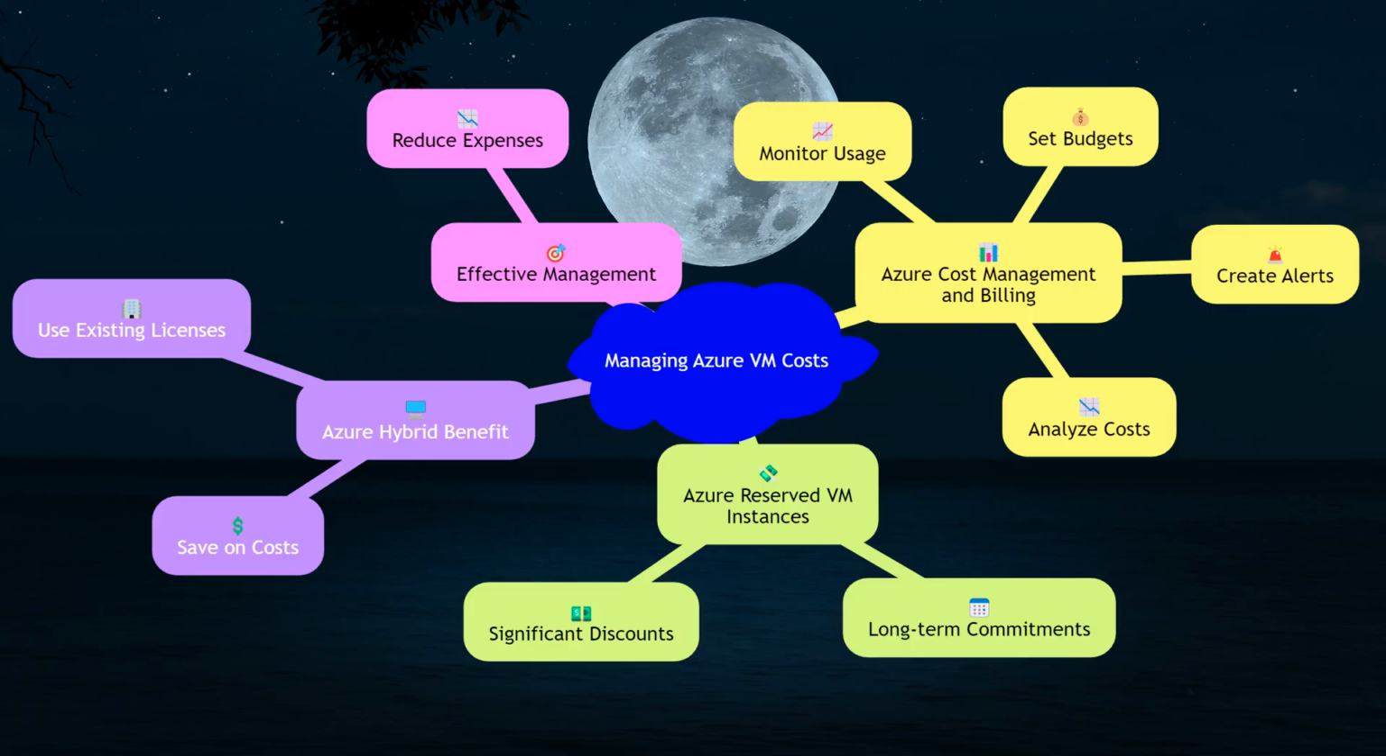Managing costs is a critical aspect of using Azure VMs. Azure provides several tools and features to help you optimize your spending. Azure Cost Management and Billing allows you to monitor and analyze your usage and costs, set budgets, and create alerts to avoid overspending. Azure Reserved VM instances offer significant discounts for long-term commitments, while Azure Hybrid Benefit allows you to use existing on-premises licenses to save on costs. By leveraging these tools and features, you can effectively manage and reduce your Azure VM expenses.